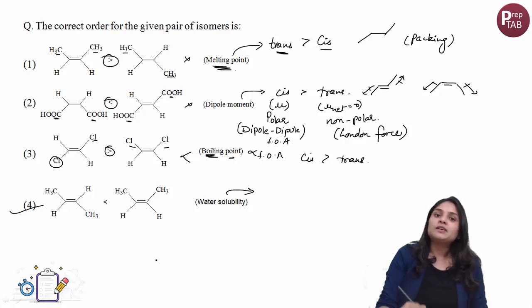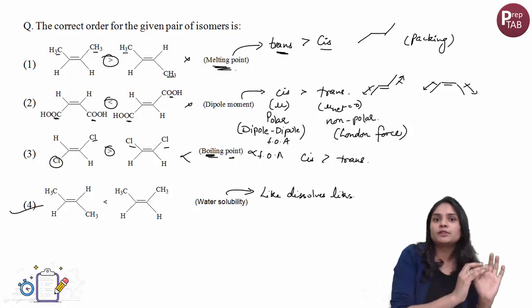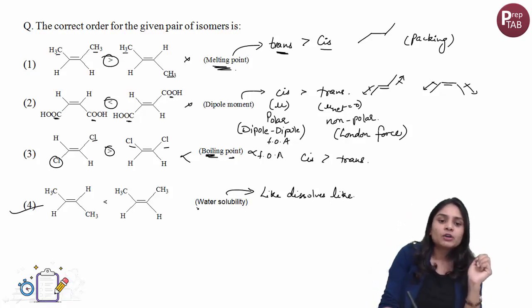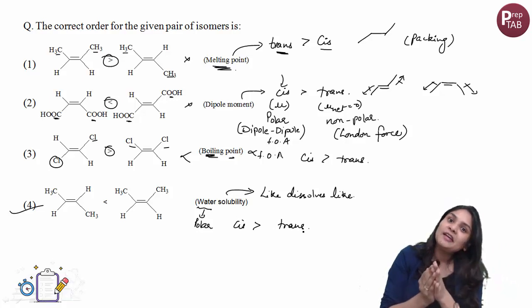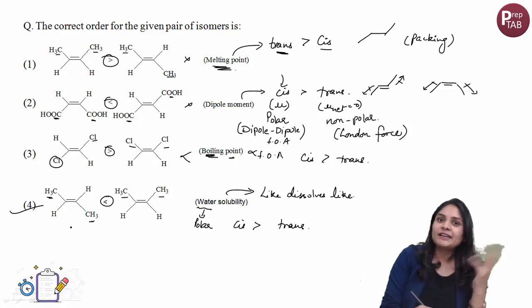Water solubility. Solubility के लिए there is one rule. Like dissolves like. Polar में dissolve होगा. Non-polar में dissolve होगा. Okay. Water is a polar solvent. So which one is polar among these two? Cis is polar. So cis will have higher solubility in water compared to trans. Okay? So you can see this is trans, this is cis. Cis has higher solubility. So yes, it is correct.